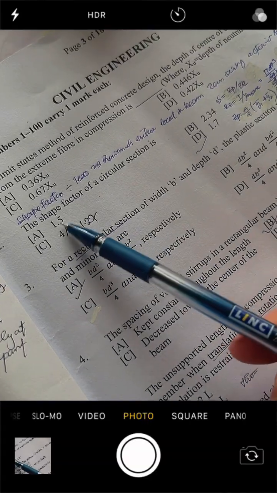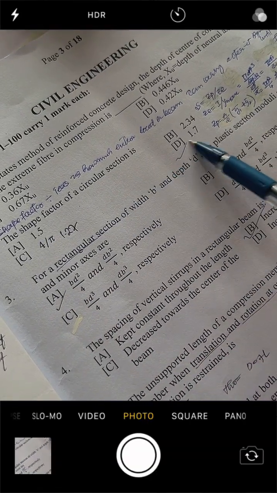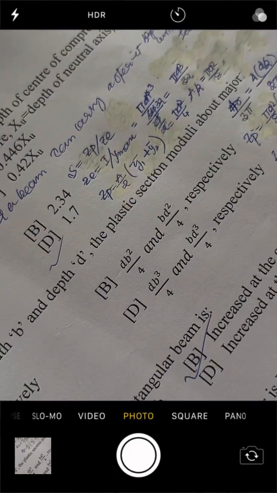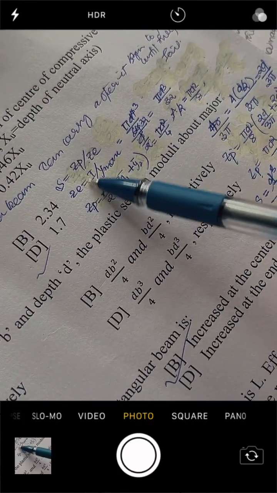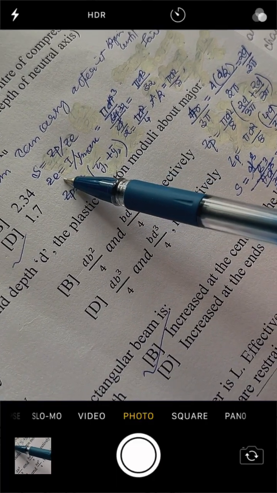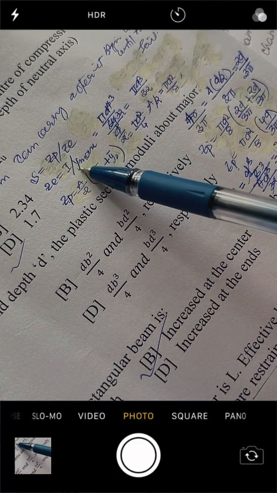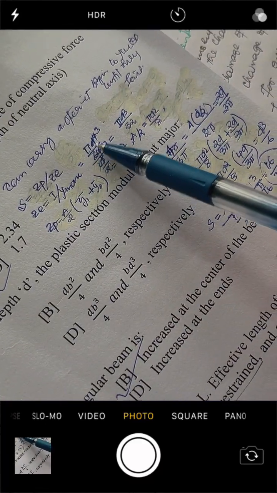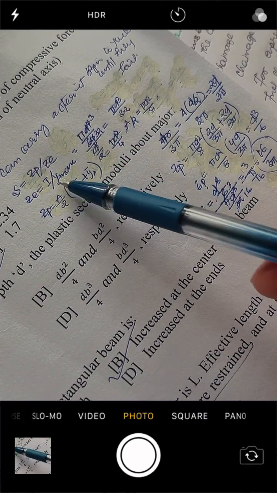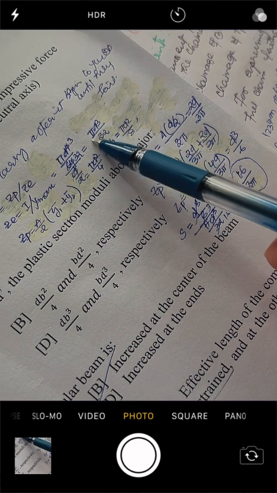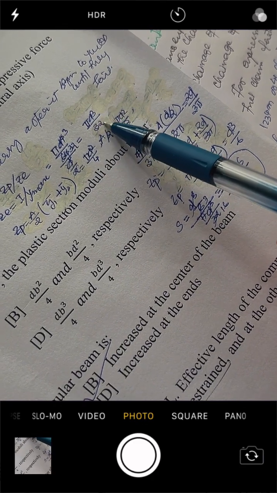Now let's move to question number 2. The shape factor of a circular section is given as ZP by ZE. I have written down here, as you can see. So first of all, we'll find out the value of ZE, and then after that we'll find out the value of ZP. ZE is equal to I, the moment of inertia, divided by Y max. For a circular section, I is pi d to the power 4 divided by 64. And for Y max, it's d by 2. When we solve this, after cancelling out, we are left with pi d cubed divided by 32.